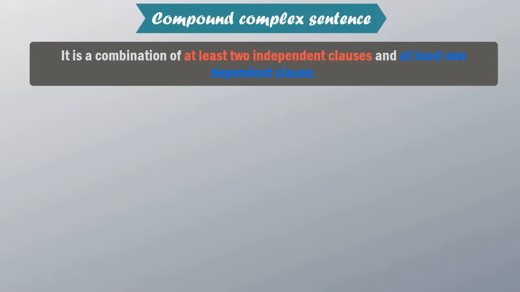A compound complex sentence is a combination of at least two independent clauses and at least one dependent clause. How do we form a compound sentence? To add at least two independent clauses that we have. And how do we form a complex sentence? By adding at least one independent clause and one dependent clause. So we have two independent clauses here and one dependent clause. So it makes a compound complex sentence, right? You'll understand this through some examples.